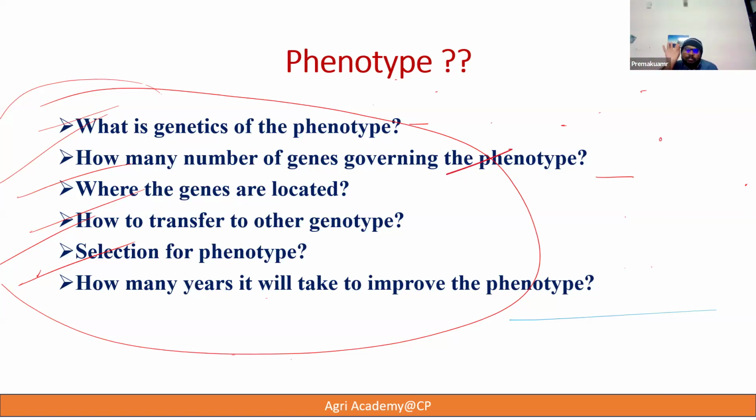Quantitative traits are difficult to deal with. We can't classify them into clear-cut classes, sir. Clear-cut differences we don't know. This is the answer I am expecting actually.